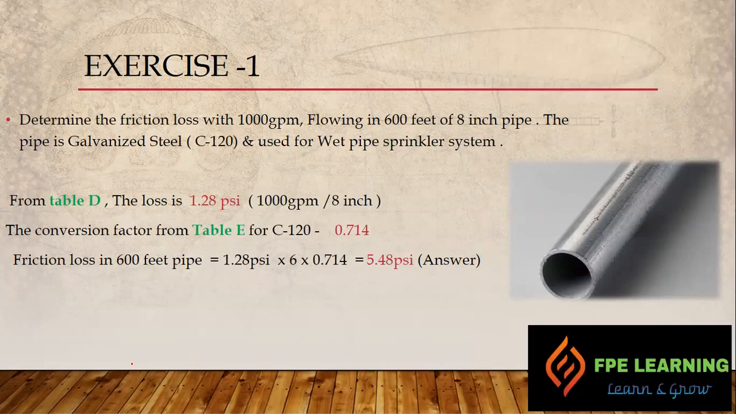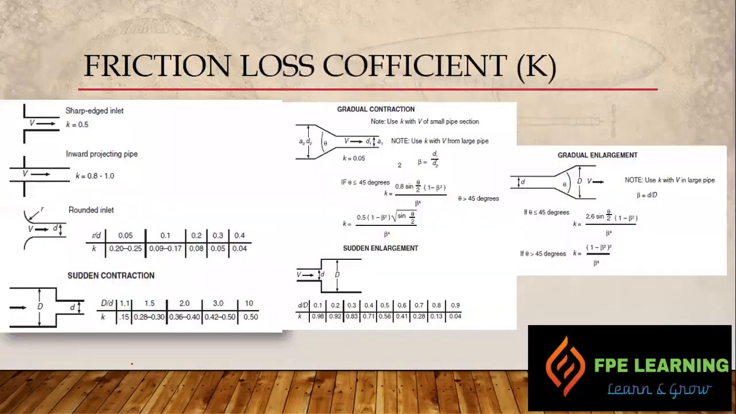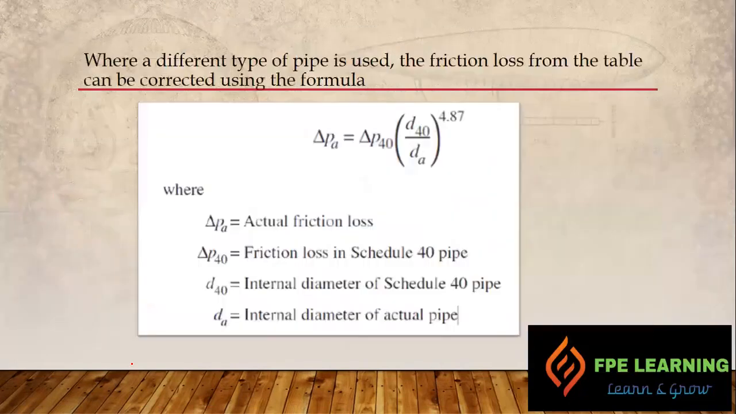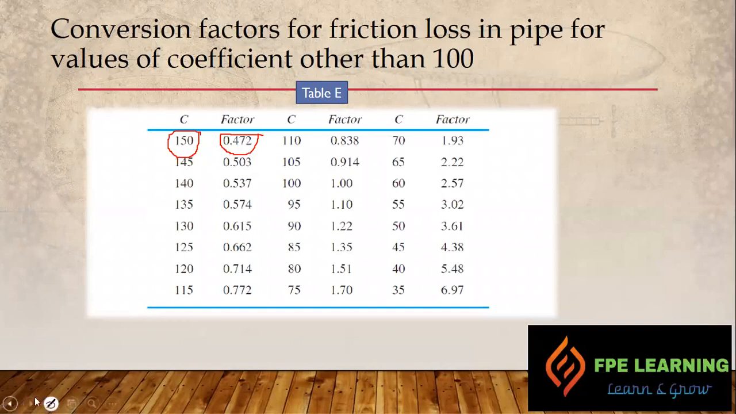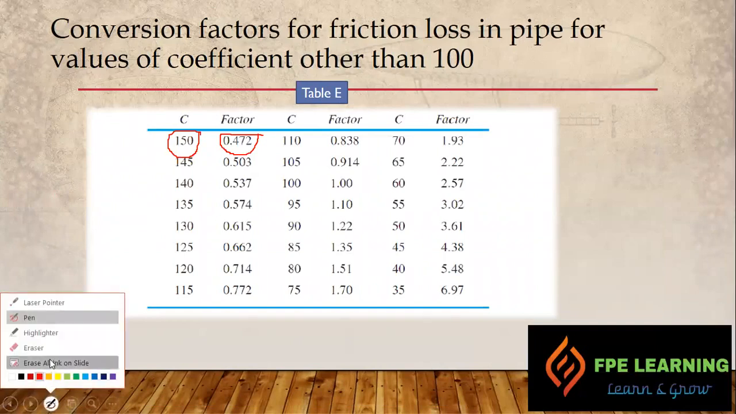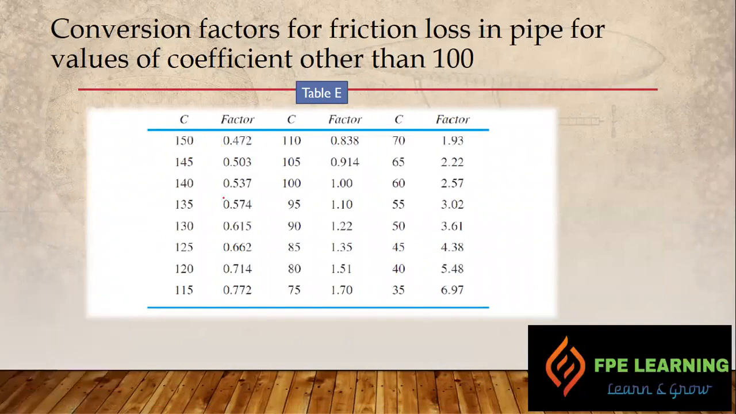Now, remember I discussed that table is for a C factor of 100 only. Here we have a C factor of 120, so we have to use table E. For a C factor of 120, the factor is 0.714. So we have to multiply that value by 0.714.